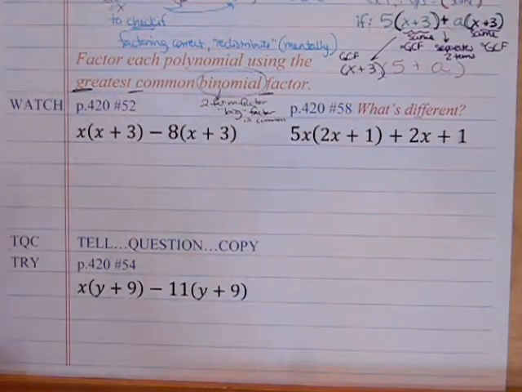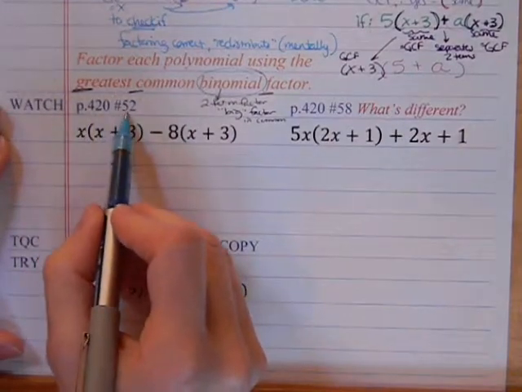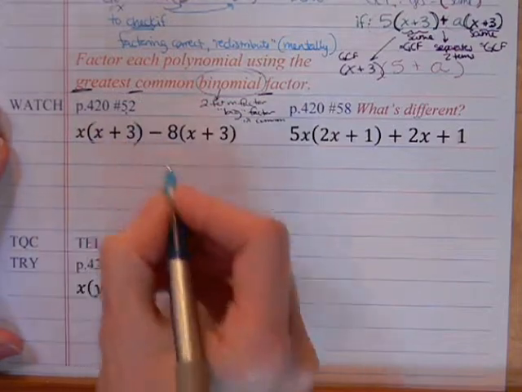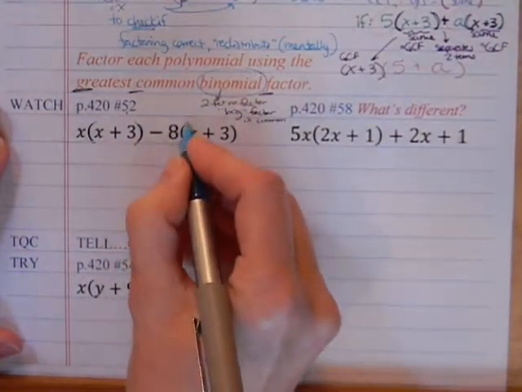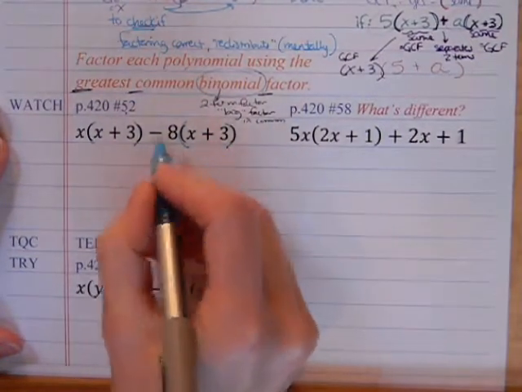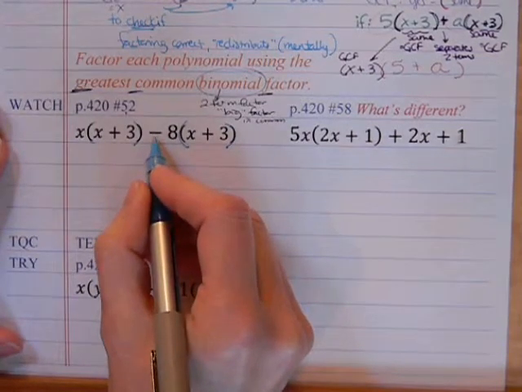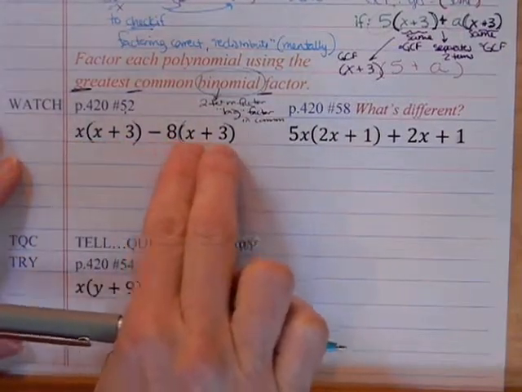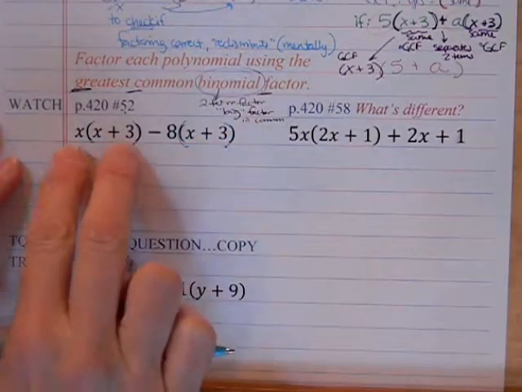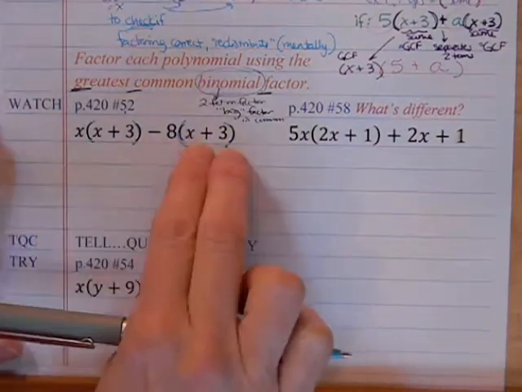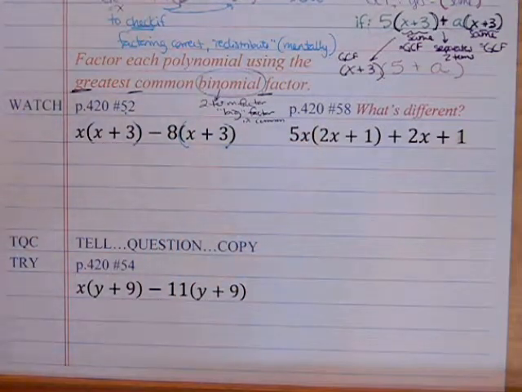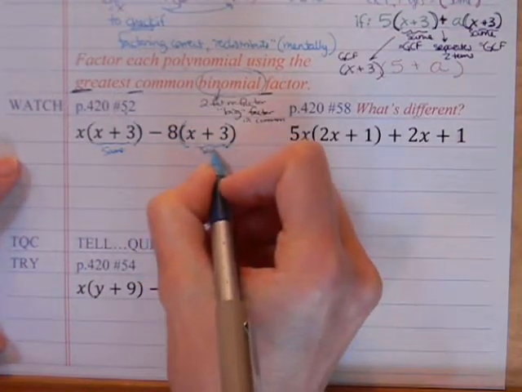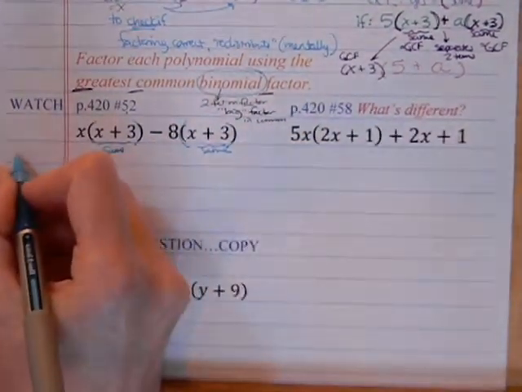So looking at page 420, number 52, this example right here, we have x times the quantity x plus 3 minus 8 times quantity x plus 3. This 8 is like the term separator here. Here's our first big term on the left and our other term on the right. And we're looking to see what these terms have in common. It's almost like you zoom out and see the big picture here. The x plus 3 is the same in both of these. So that becomes our GCF.